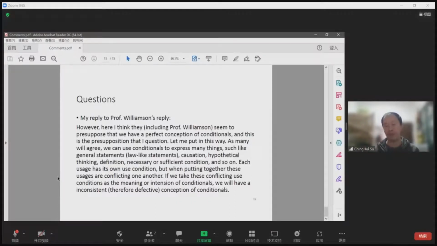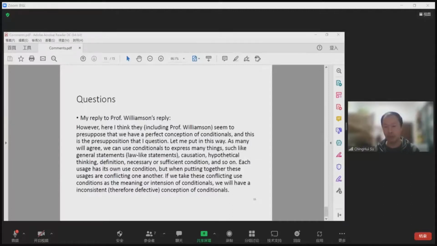Let me put it this way: as many will agree, we can use conditionals to express many things, such as general statements, law-like statements, as mentioned in chapter 1 of Suppositional Test, where Professor Williamson focuses on the similarity between general statements and conditionals, and also causation, hypothetical thinking, definition, necessary or sufficient conditions, and so on. Each usage has its own use condition. But when put together, these usages conflict with one another. If we take these conflicting use conditions as the meaning or intension of conditionals, we will have an inconsistent, defective conception of conditionals.